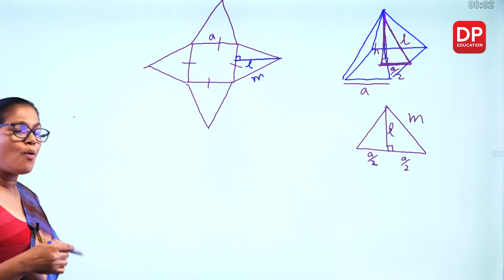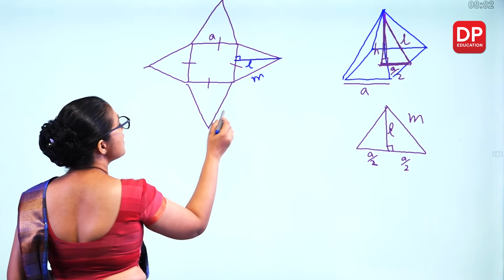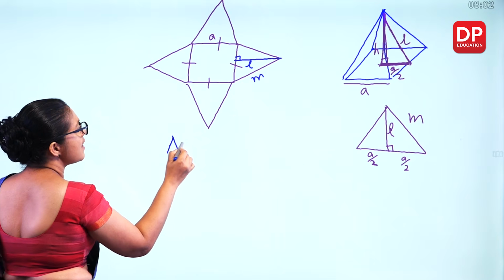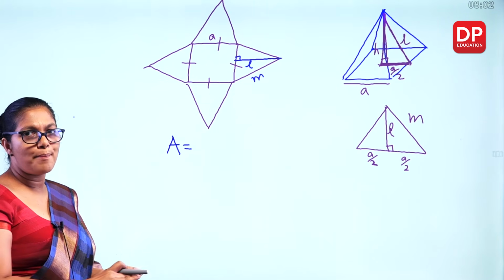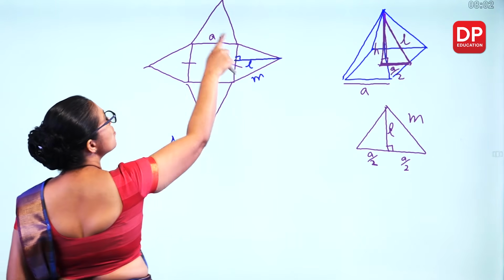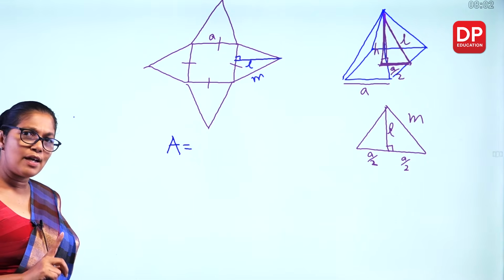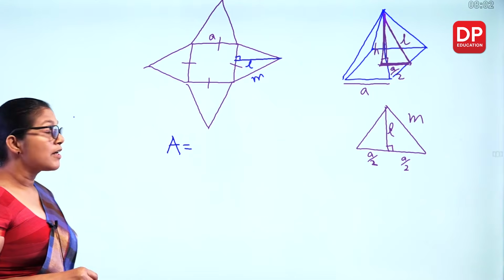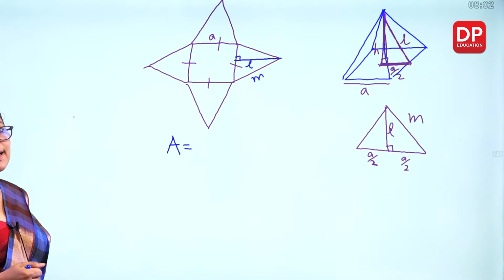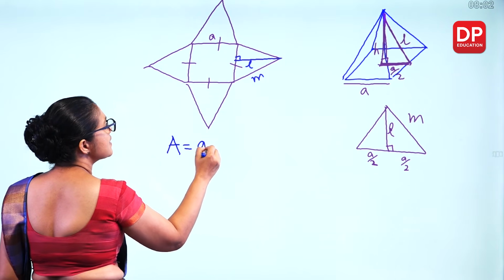Now we'll see how we can find the surface area. If you take the total surface area, how many faces are there? We get the square base and 1, 2, 3, 4 triangles. All triangles are equal. Because this is a square, you can find the area of one triangle and multiply it by 4. So first we'll find the area of the base.